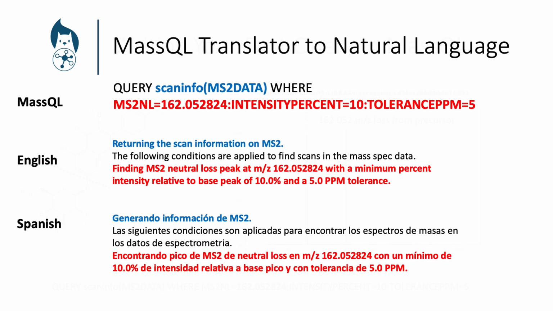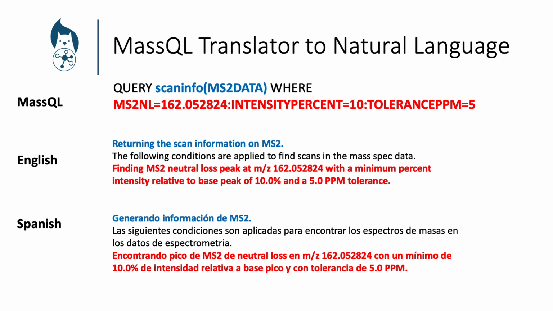Next, to get a better representation of what we're talking about in the query, especially to communicate to others, we can take the query we wrote above and translate it back to English. We can see, for example, in blue, the scaninfo MS2 data means we're going to return the scan information of the MS2 data. In red, we're looking for the neutral loss peak from precursor of 162 m/z with a minimum intensity relative to the base peak of 10% and a 5 ppm m/z tolerance. We can also translate this into other languages to reach a broader audience.